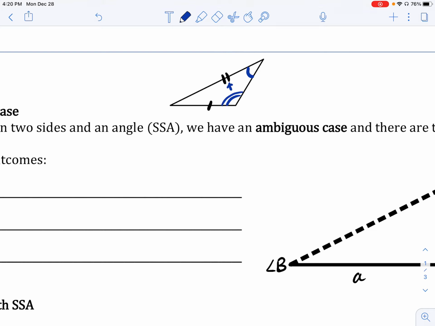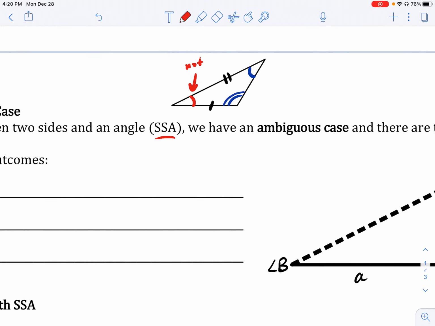So as long as the angle that's given to us is not the included angle, meaning not this angle here, right? Not this one, because that is an angle that is in between those two sides. It's what we call the included angle. It's included in those two sides. As long as we're not given that one, then we have what we call an SSA case.